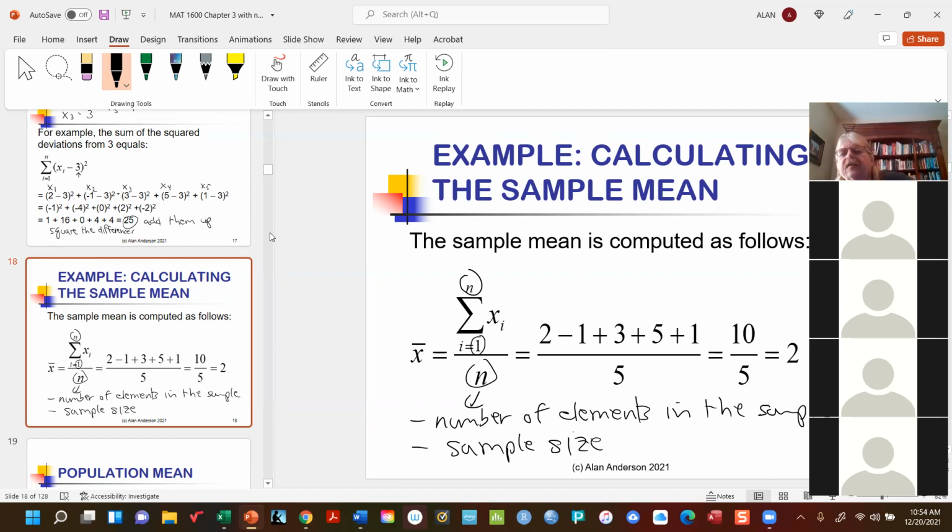Now, I mentioned before that for every one of these concepts, we need to understand how to apply this to a sample and to a population. Here, the formula for the population mean is coming up next. And when you look at it, you'll realize the steps are the same. What's different is some of the notation in the formula. So let me show you what I'm talking about.